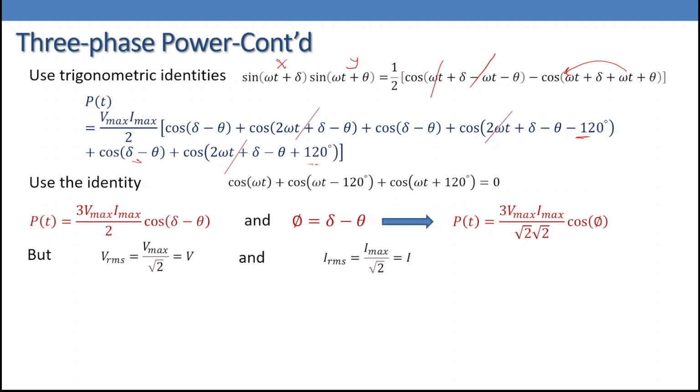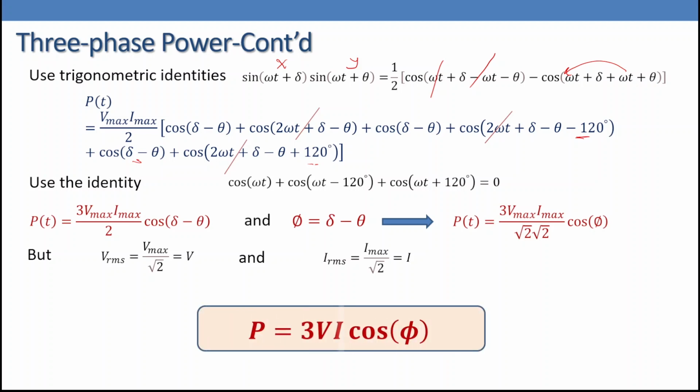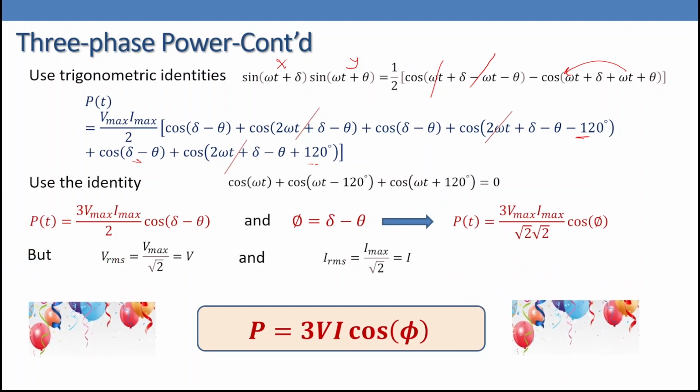So in this case, V RMS equals V maximum over root 2, we call it V. I RMS equals I maximum over root 2, we call it I. So we end up with this expression: p(t) equals 3 V I cosine phi. What fantastic results! So the power in time is a constant, which now outperforms the single phase. In the single phase, we have an oscillatory term with a double frequency component. But this is the average power in time as well, which will be a constant value.